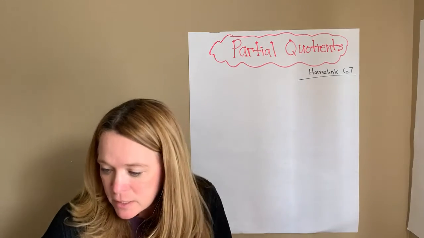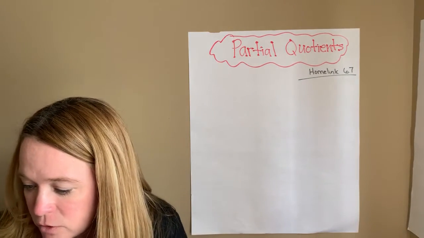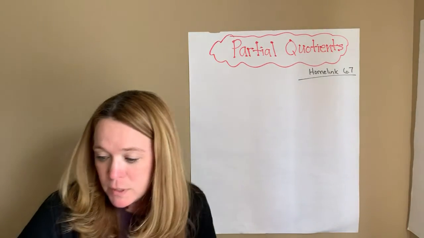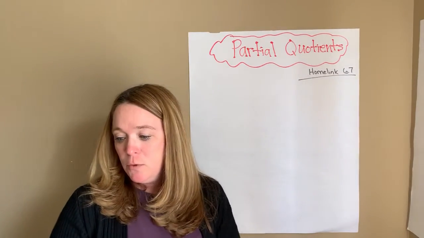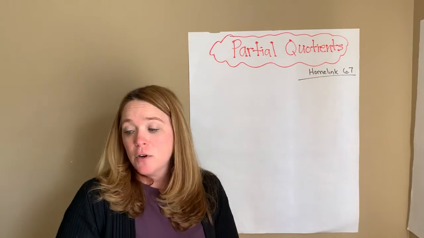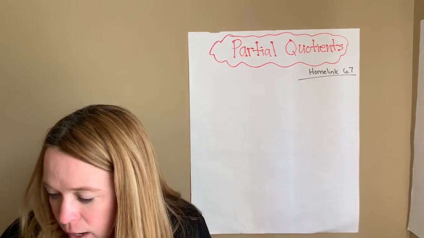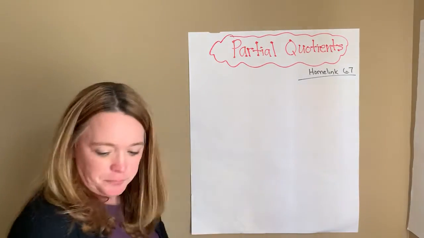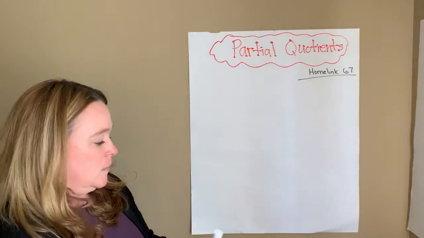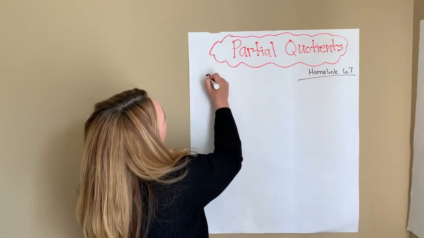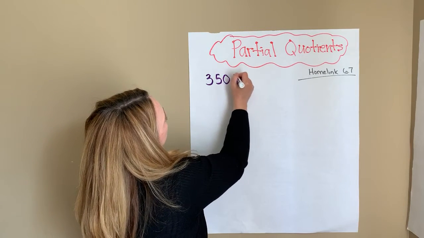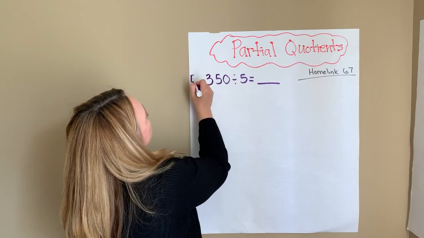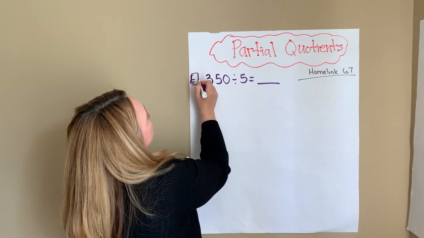So number 1 says the Carnival Committee has 360 small prizes to distribute to 5 booths. How many prizes will each booth get? And of course, it asks us for an estimate first. So I would actually round the 360 to 350. And I would write 350 divided by 5 equals, and remember this is just our estimate here.